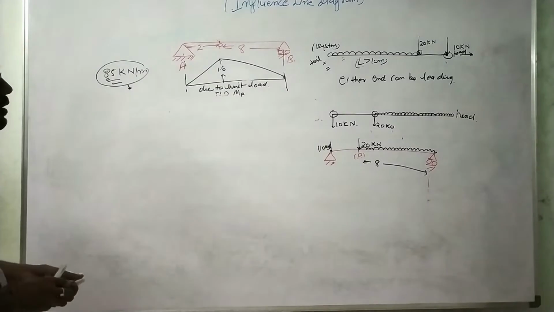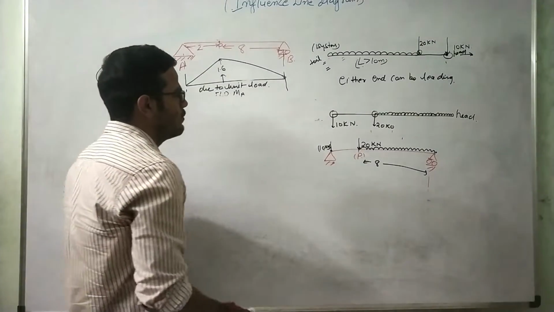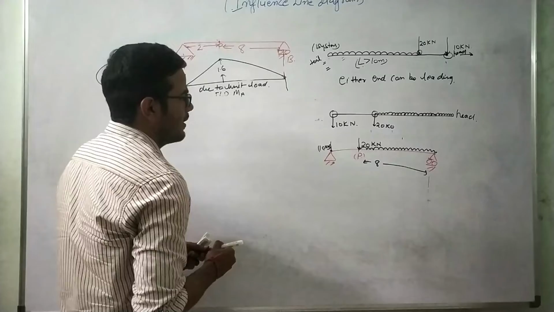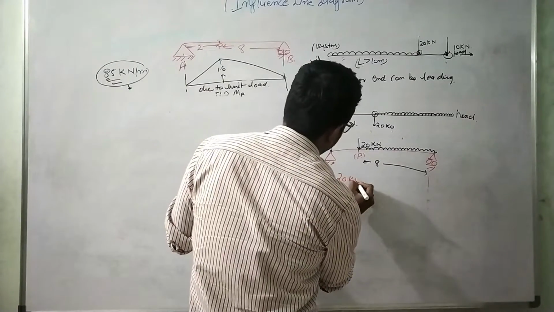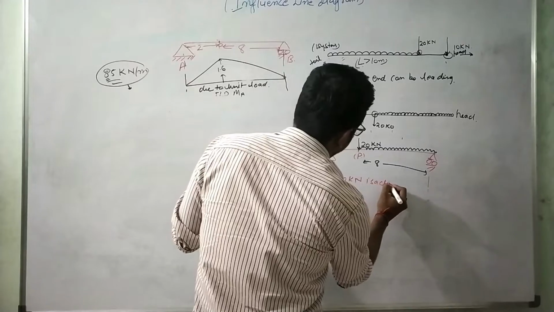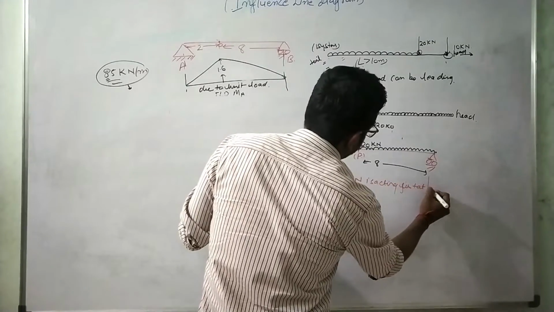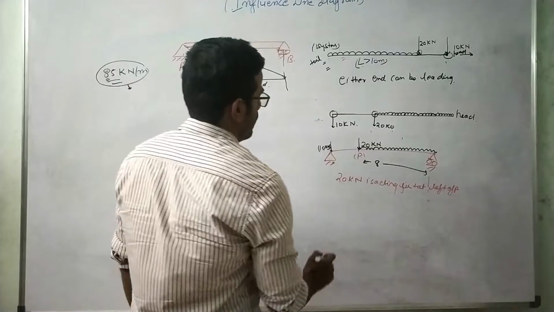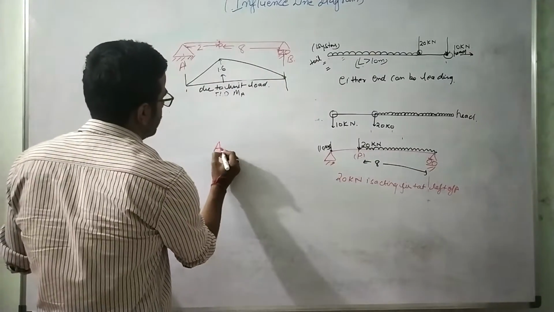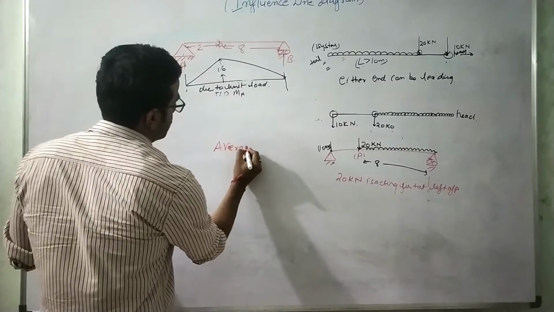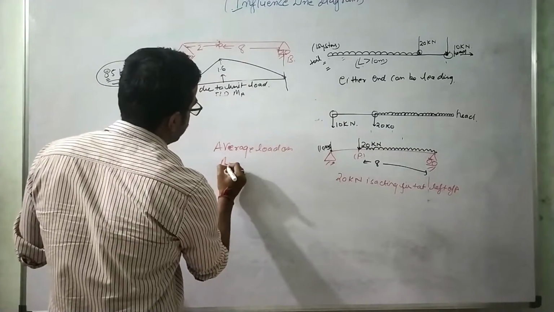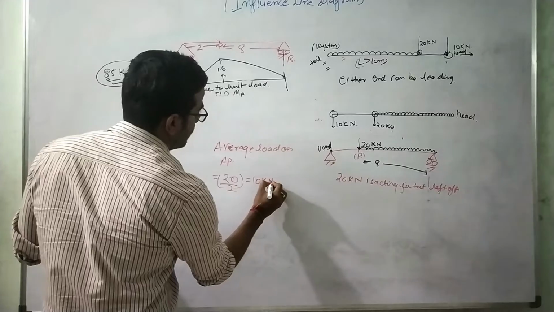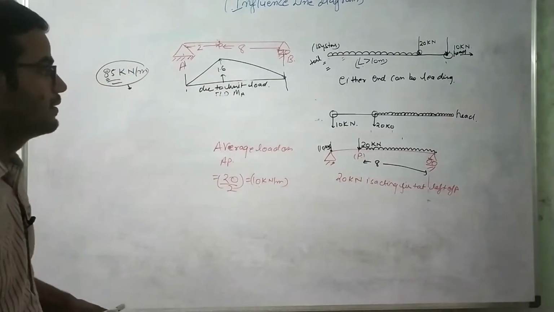Now let us assume that this 20 kilonewton load is acting just at the left of P. So the average load on AP will be nothing but 20 divided by 2, and the value comes out to be 10 kilonewton per meter, right?